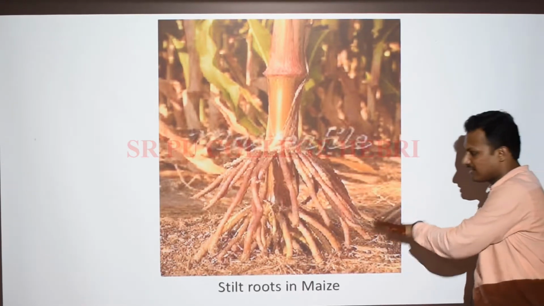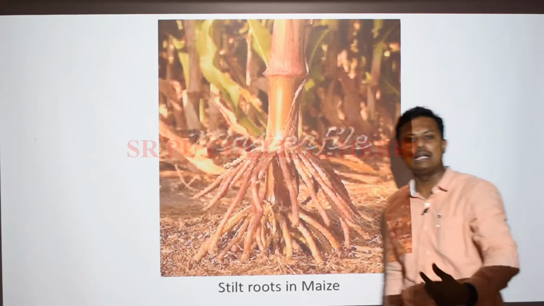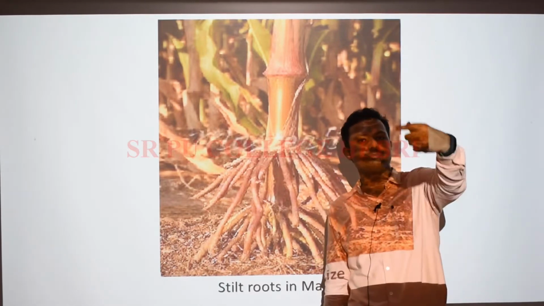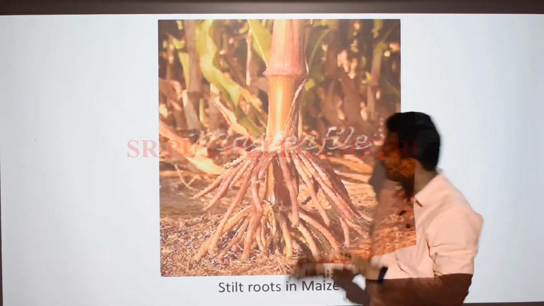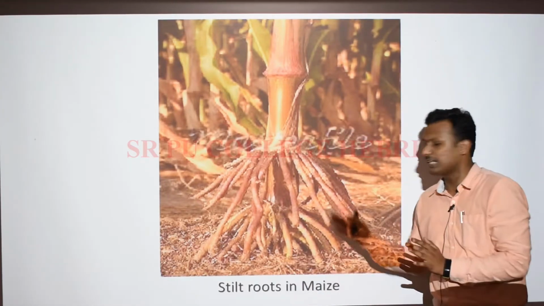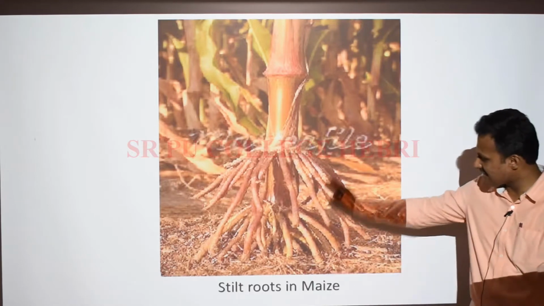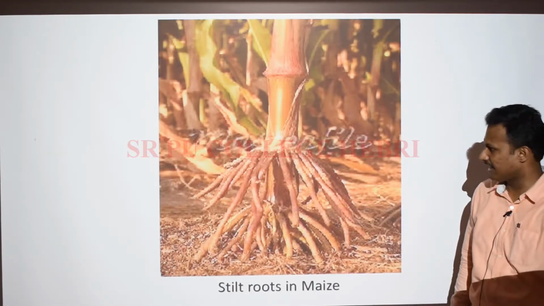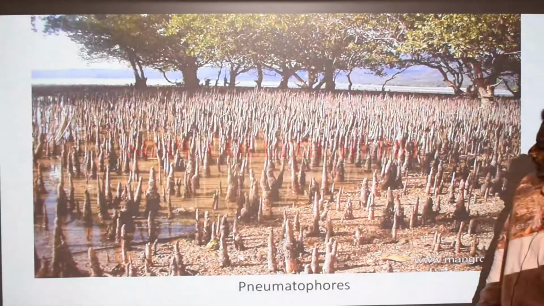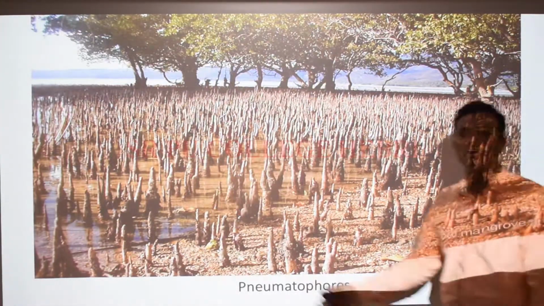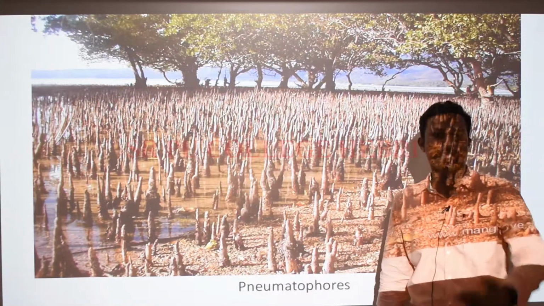to reach the soil surface, so that this slender, very thin plant body, which grows very tall, up to 10 to 12 feet high, can be given mechanical support with the help of these roots called stilt roots, right? Remember the examples always.